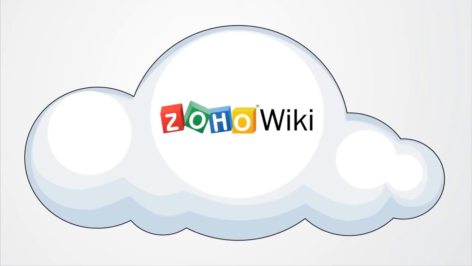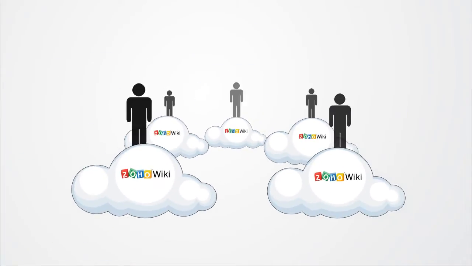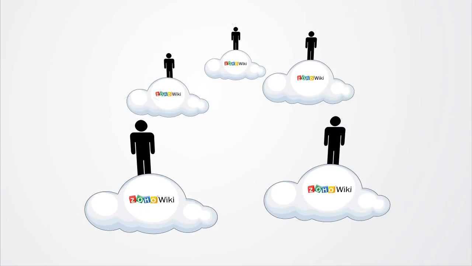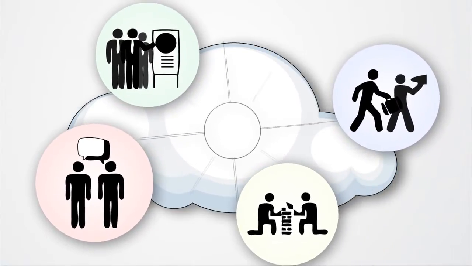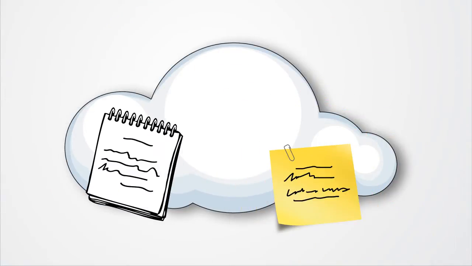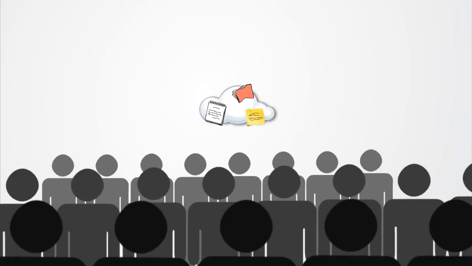Zoho Wiki is an online service that allows you to easily share information and collaborate with your team. Create centralized online spaces for each one of the teams in your organization where people can post information, documents, and keep everyone in the loop.